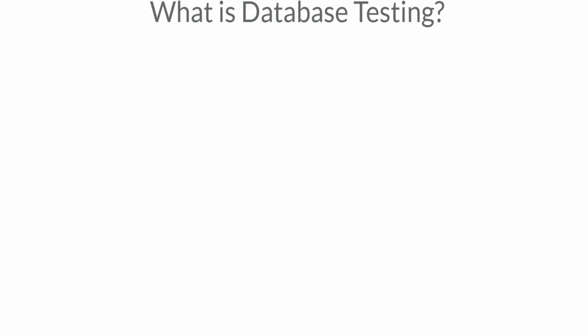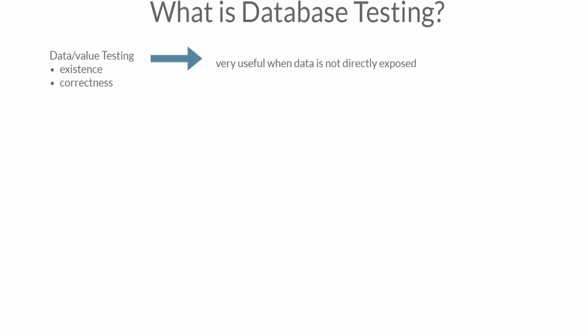Now, what exactly we might test when it comes to database testing? Well, we might test that, for example, some value exists in specific tables, in specific columns. And we also might test that this value is correct. So existence of the value in some column and correctness of that value. And it comes really useful when data is not directly exposed through REST API or SOAP API, when data is not visible on user interface. In that case, it comes really handy.